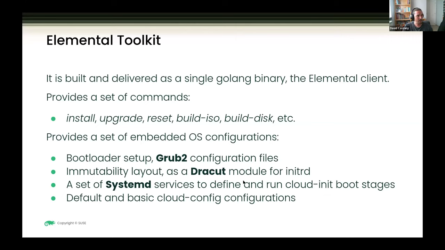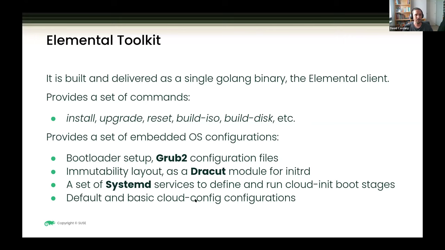Moreover, the Elemental toolkit binary also provides a small set of embedded OS configurations. Basically, it contains the configuration for GRUB 2, the bootloader. It also includes the configuration for the immutability layer, the Dracut module. We use Dracut for building the initrd.